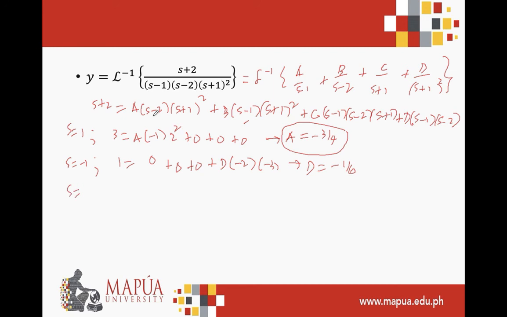What else? s equals 2. So for 2, we have 4 here. So those terms with s minus 2 will be 0, 2 minus 2, so 0. Here you have b, 2 plus 1, so 3 squared. Excuse me. So your b is equal to 4 over 9.